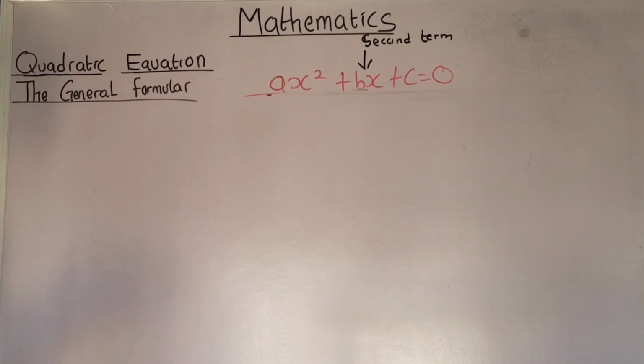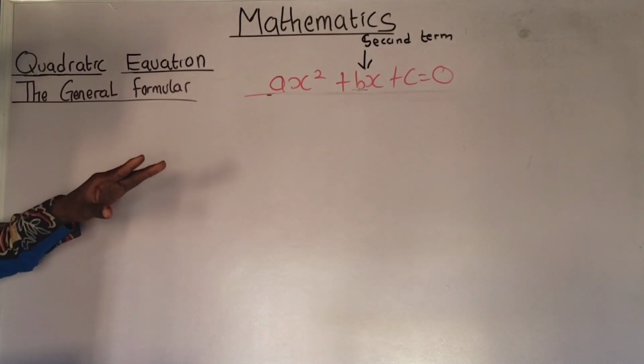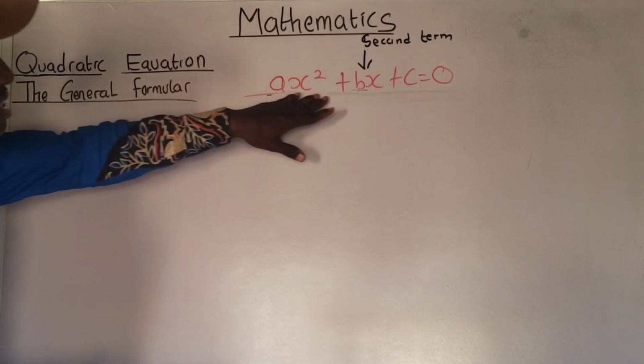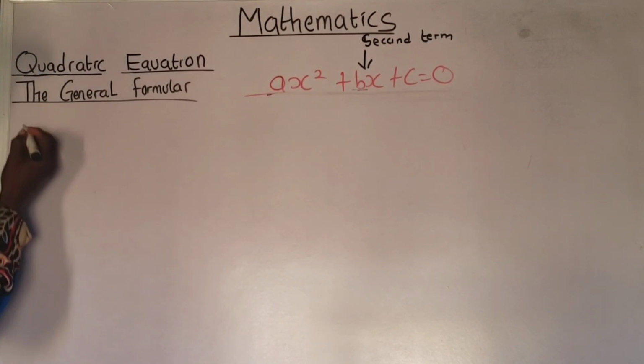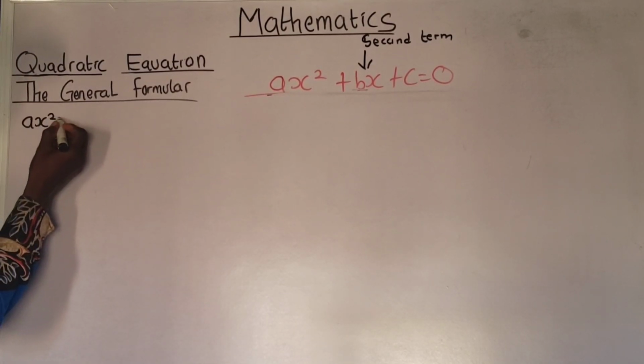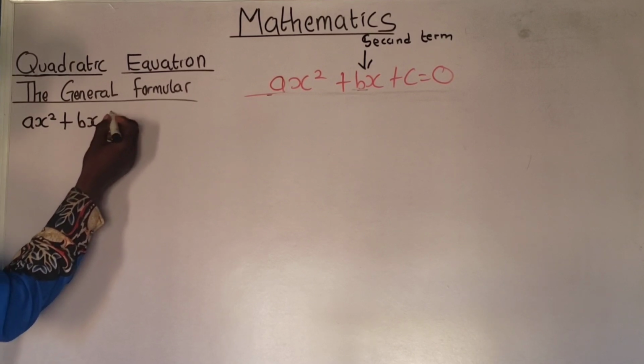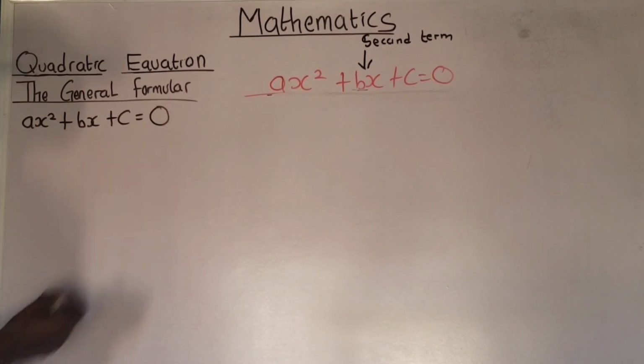In this class, we are going to learn how to solve quadratic equations using the general formula, you understand? But before that, let's quickly derive the general formula of a quadratic equation. Don't forget, in our previous class, I told you the general form. A typical quadratic equation can be represented as ax squared plus bx plus c equals 0, you understand?